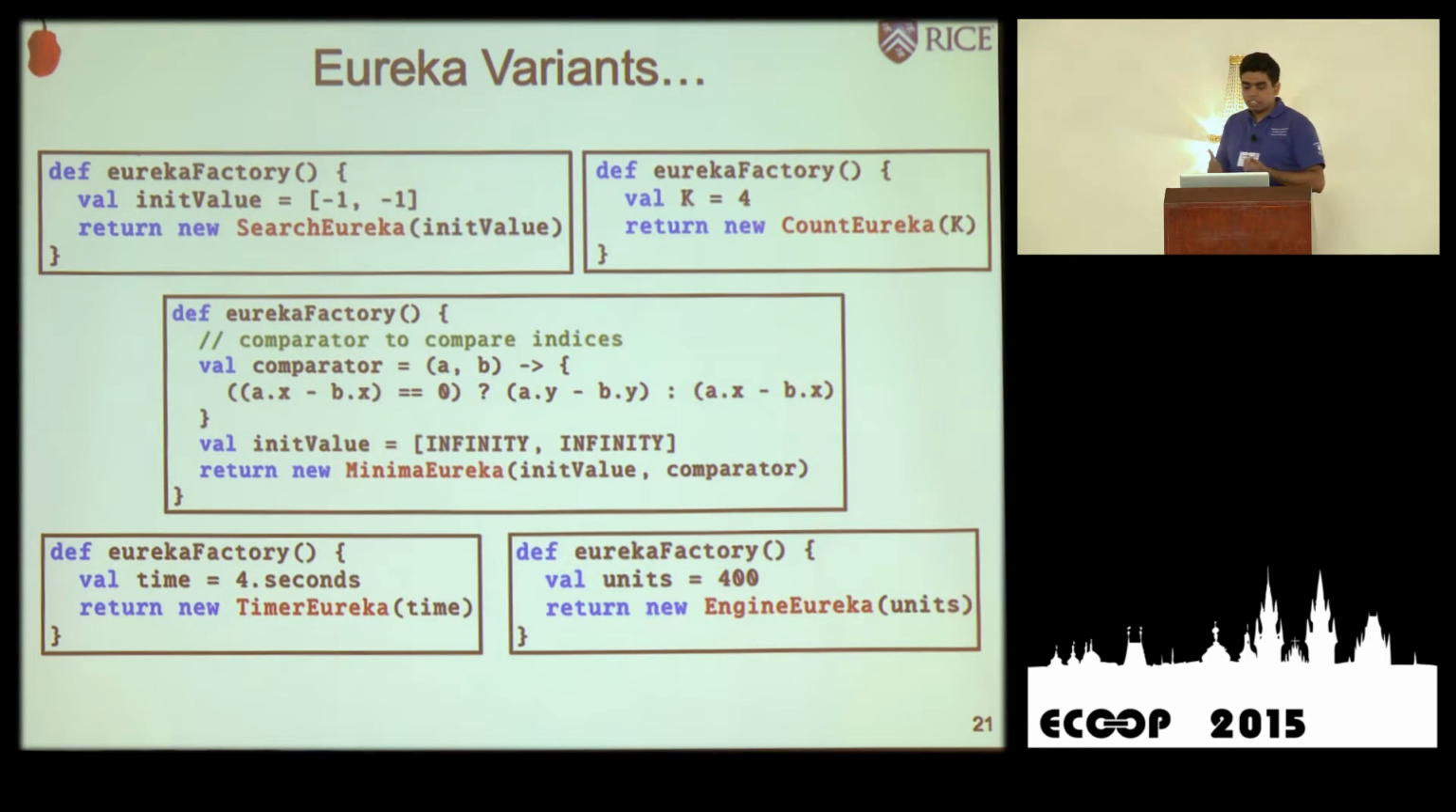Okay, so this slide is basically saying that with the same code snippet that I showed you earlier, you can just change the Eureka factory, and you can get different behavior from the code just by changing the Eureka that you're registered on. So you can have this parallel search, any of the k-count search, branch and bound, engines, and so on.